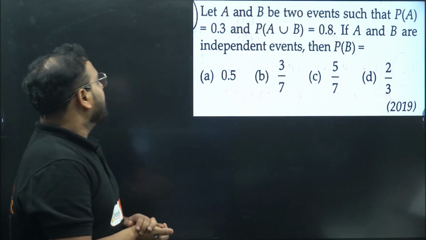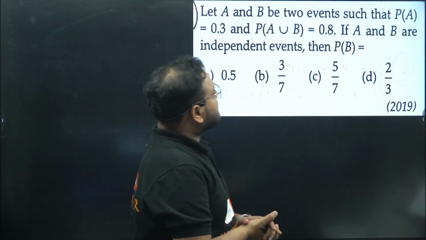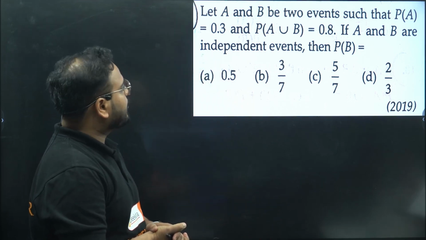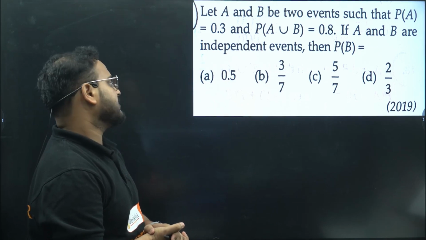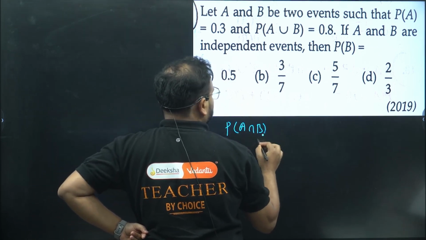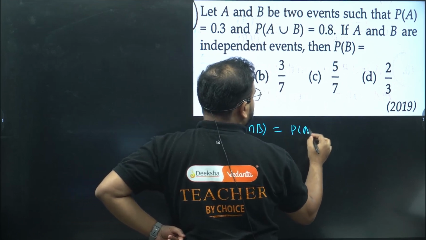Let A and B be two events such that P(A) is 0.3, P(A union B) is 0.8, and A and B are independent events. That means P(A intersection B) will be given by P(A) into P(B).